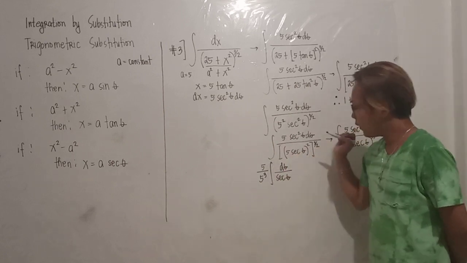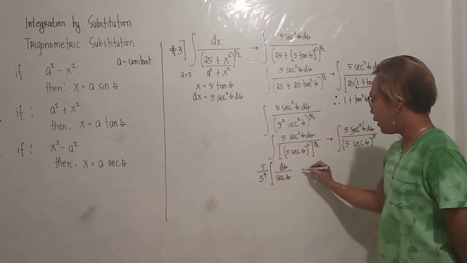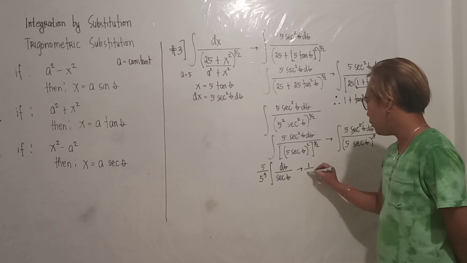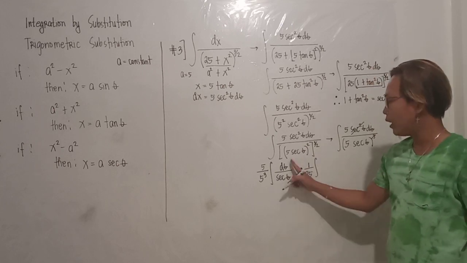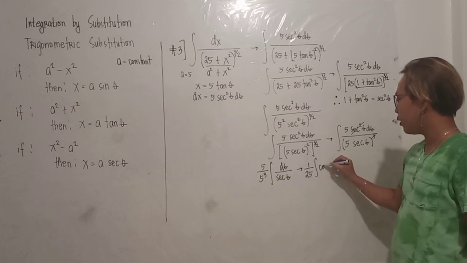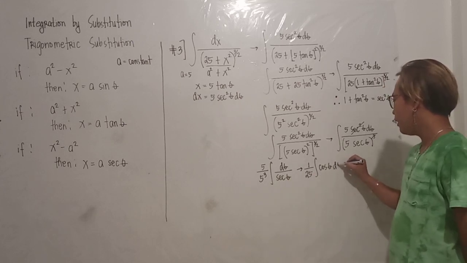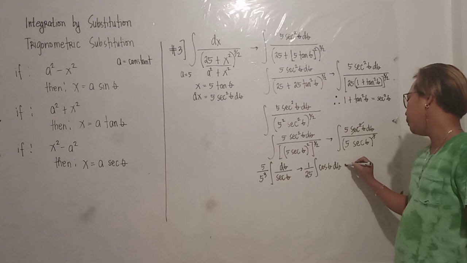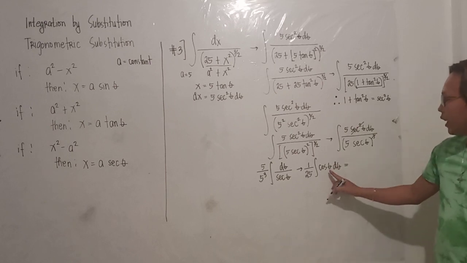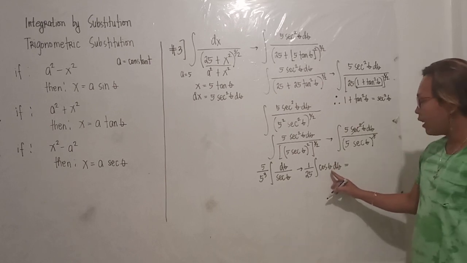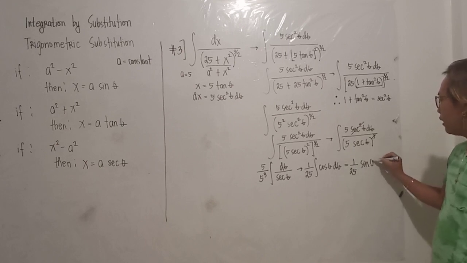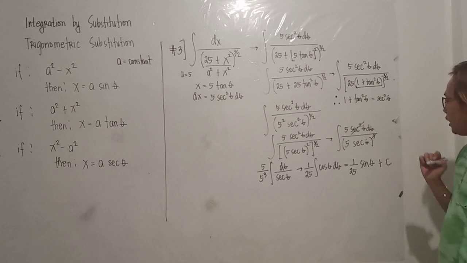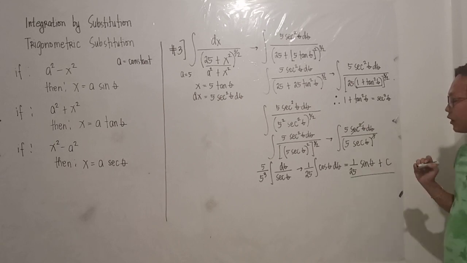So 5 over 5 cubed is 1 over 5 squared, or can be 1 over 25. Then integral of 1 over secant is cosine theta, d theta. So if you integrate the cosine theta, that is equivalent to sine theta. So you will have an equation of 1 over 25 sine theta plus c. Supposedly, this is your final answer.